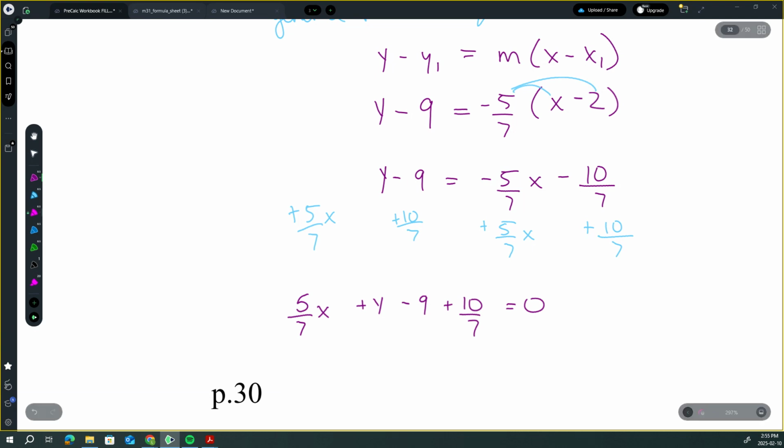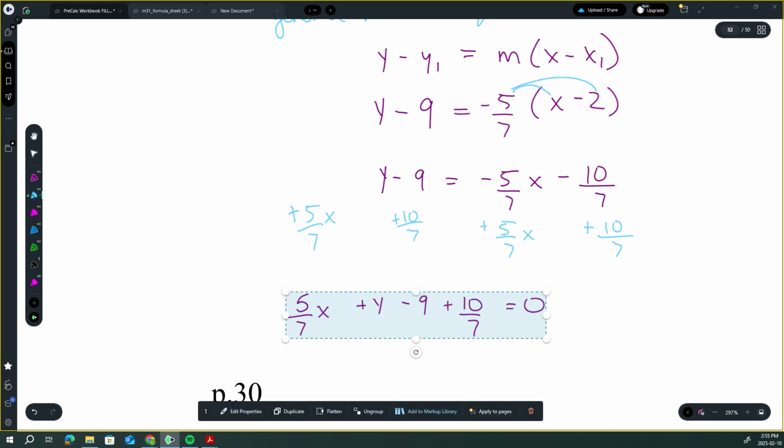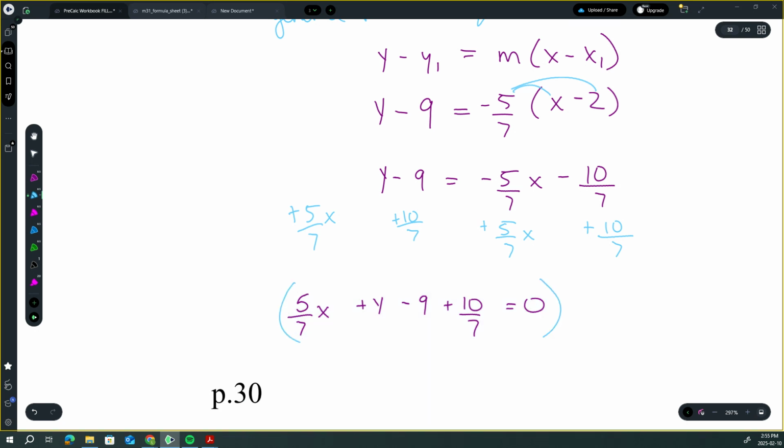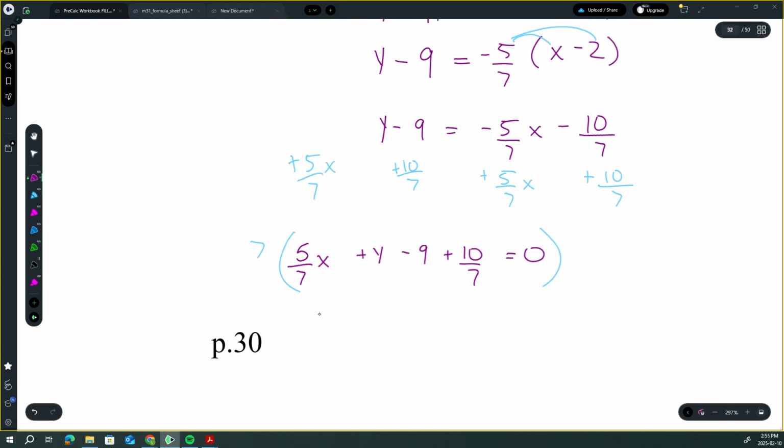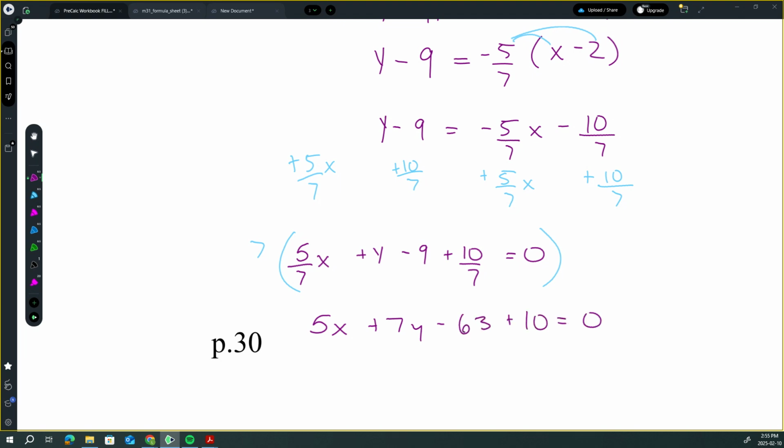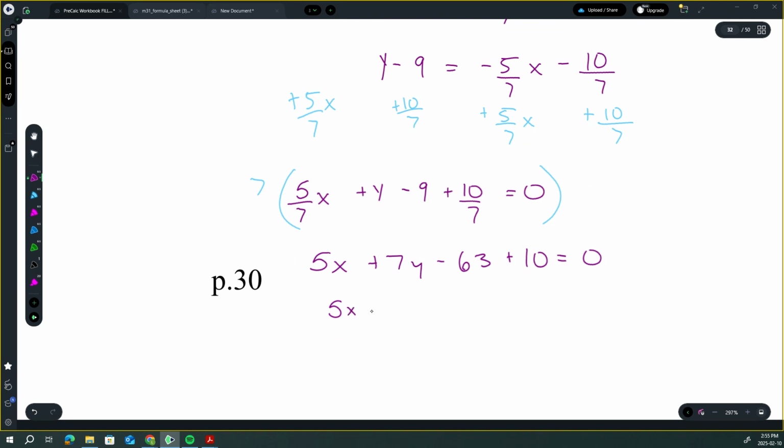Now, a lot of people don't like dealing with fractions, so I'm just going to choose to get rid of the fractions right now by multiplying everything by 7. So we'll have 5x plus 7y minus 63 plus 10 is equal to 0. So we have 5x plus 7y minus 53 is equal to 0.